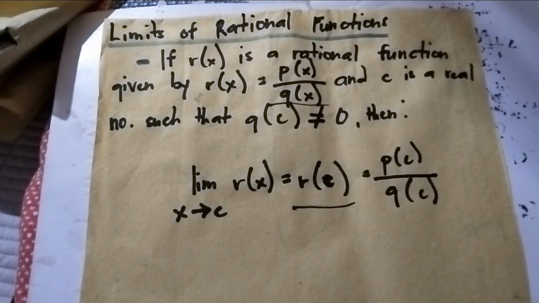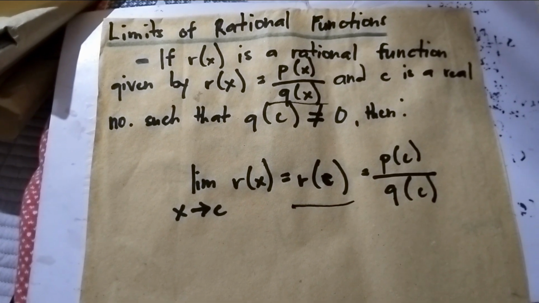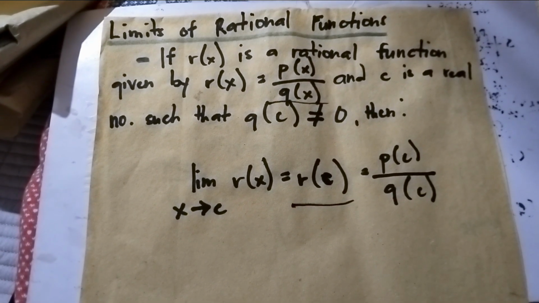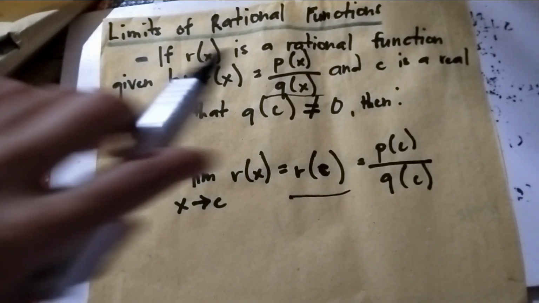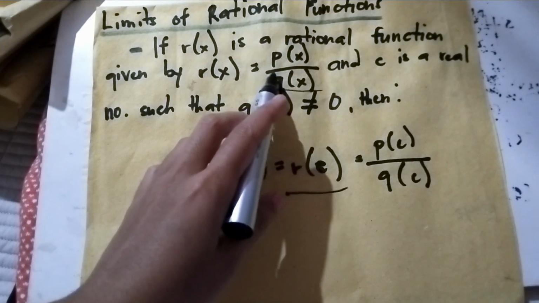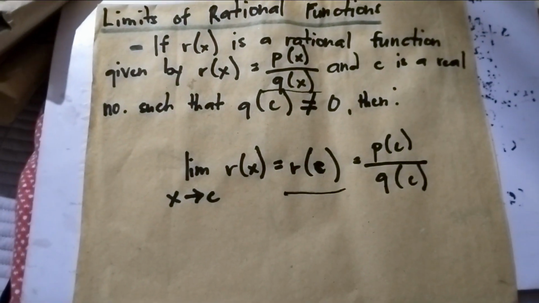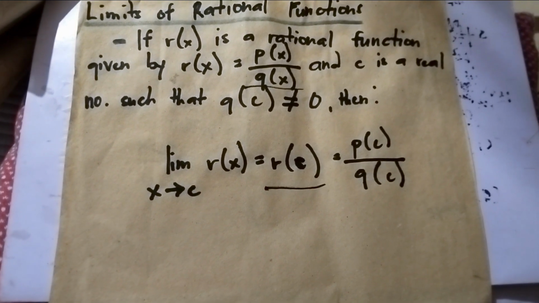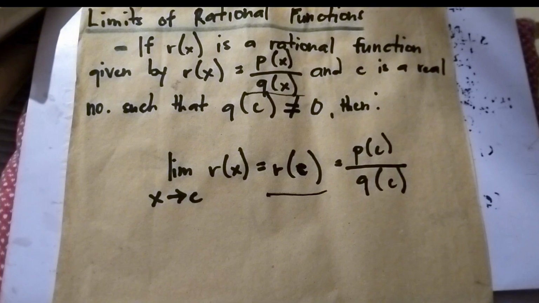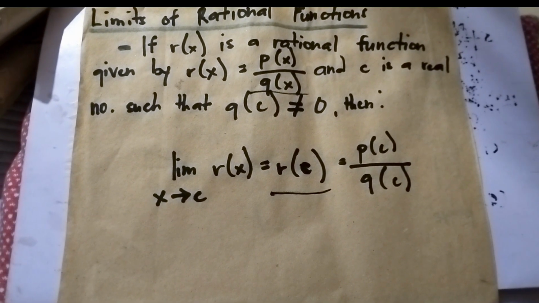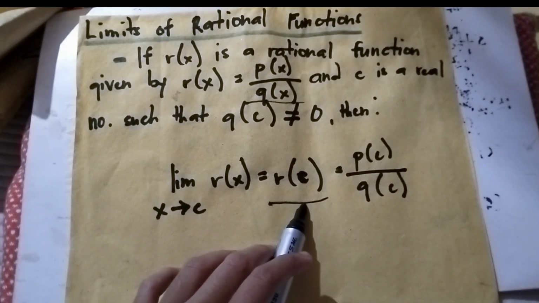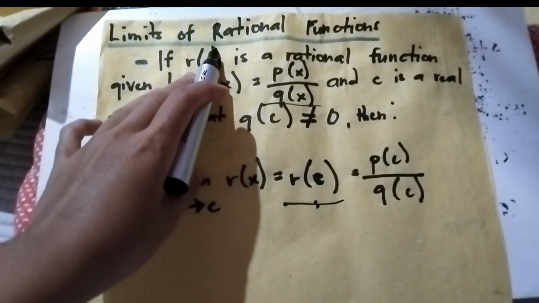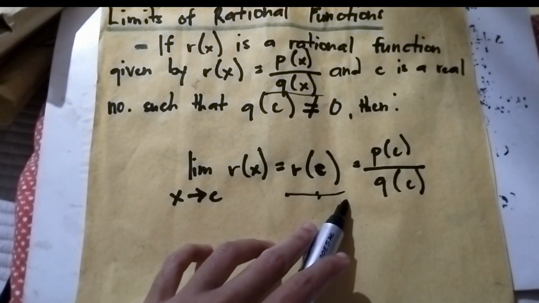Let us proceed to limits of rational functions. If r of x is a rational function, given by r of x equals p of x over q of x, where both are polynomial functions, and c is a real number such that q of c is not equal to 0, then the limit of r of x as x approaches c is equal to r of c. Pwede ta mag-direct substitution sa rational functions as long as dili ma-zero ang atong denominator.